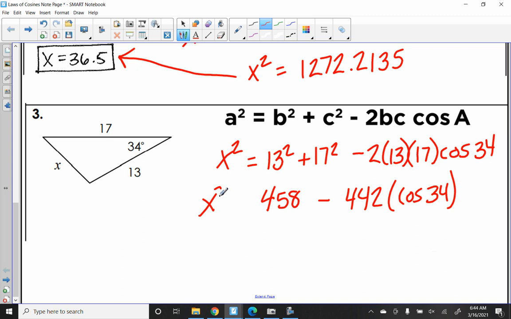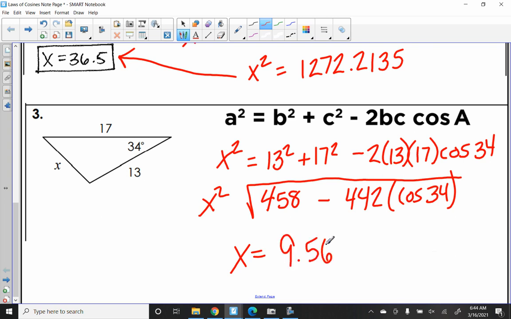So maybe what I'll do now is just put all this under the calculator at once. So let's see what I get here. 458 minus 442 times cosine of 34. I got 9.56. I guess it can be 9.56, 9.6.